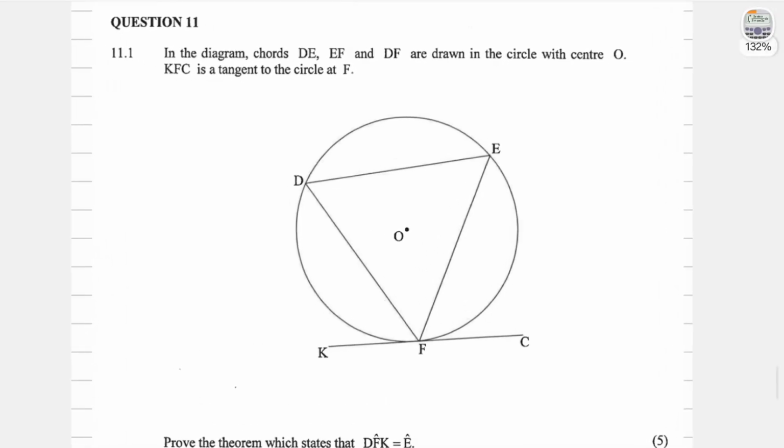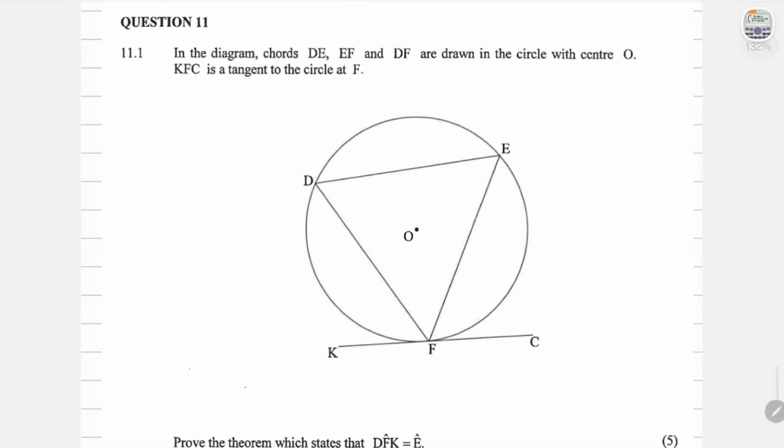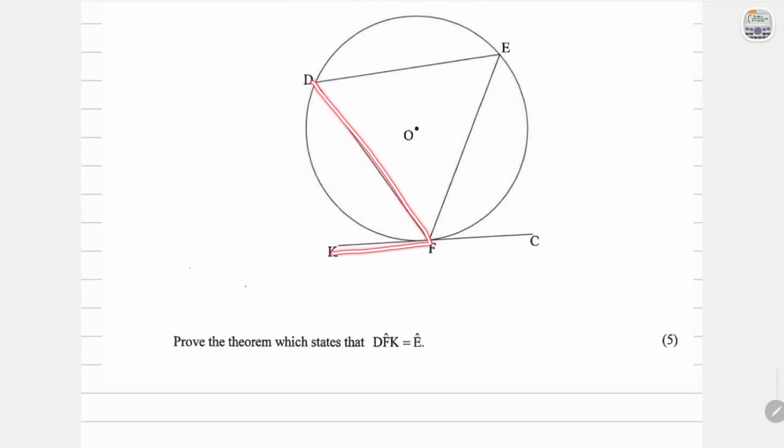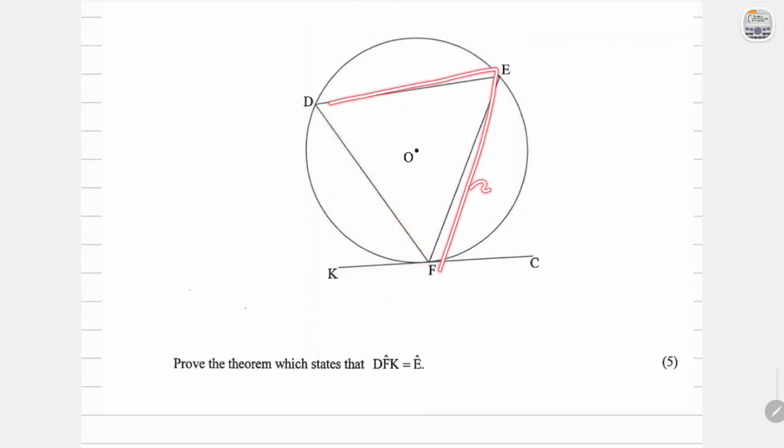Question 11.1 says, in the diagram, chords DE, EF, and DF are drawn in the circle with the center O. KFC is a tangent to the circle at F. And the question is to prove the theorem which states that angle DFK is equal to angle E at the circumference.